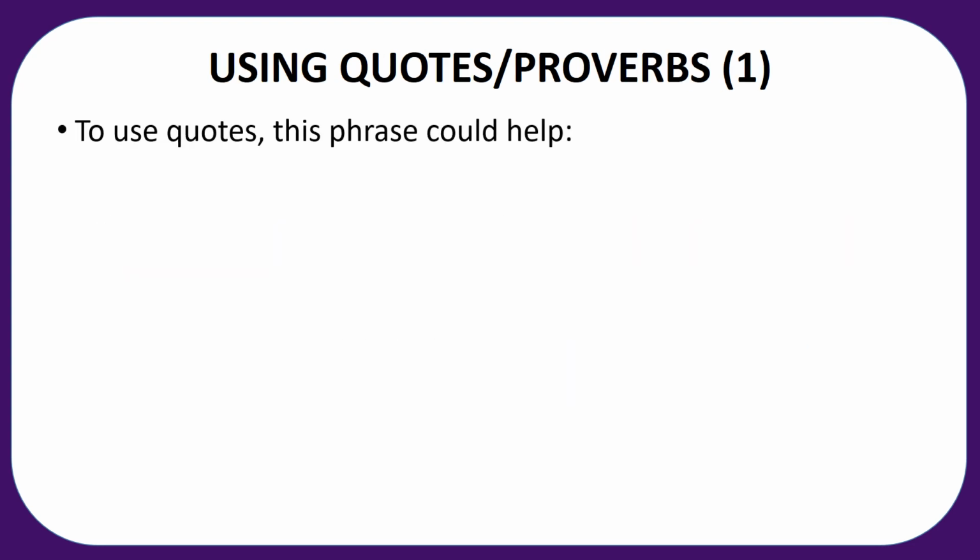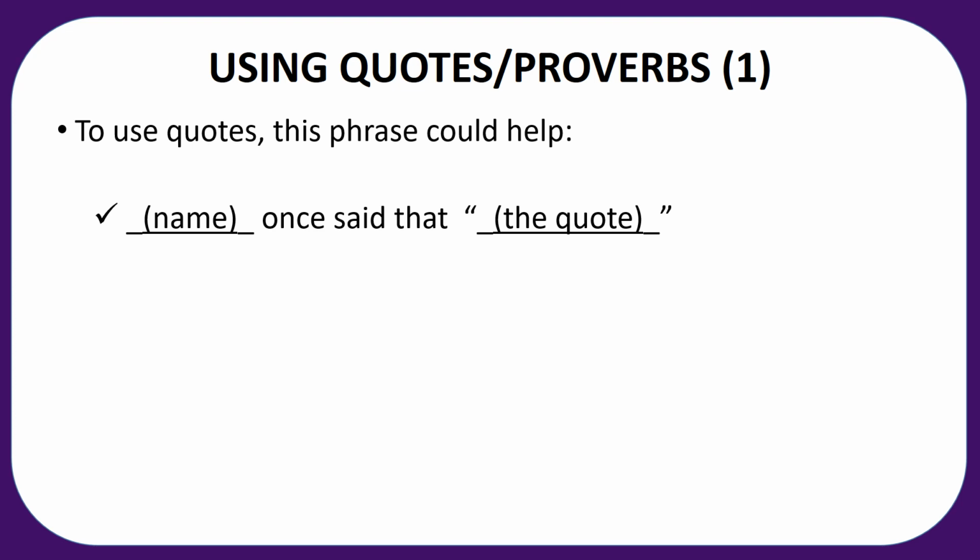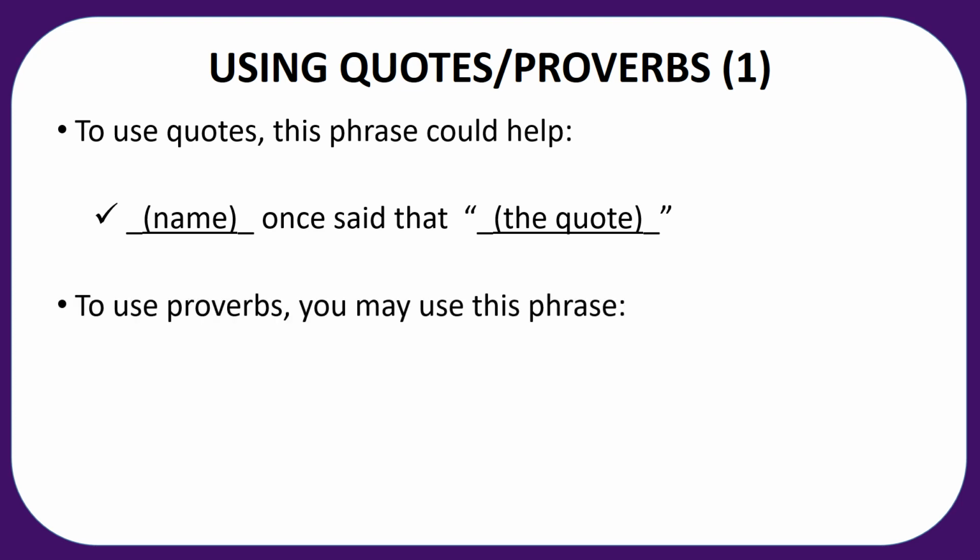What if you want to use quotes or proverbs? If you want to use a quote, you can use this: you mention the name of who said it, one said that, and then you give the direct quote with opening and closing inverted commas. And if you want to use proverbs, you can use this phrase: as the saying goes, comma, and then open and close inverted commas with the proverb.